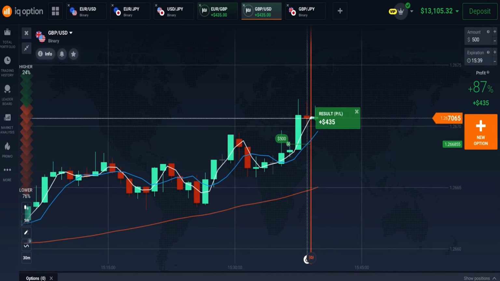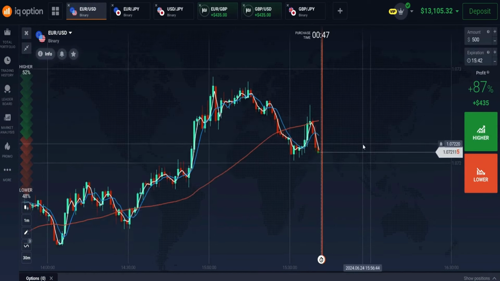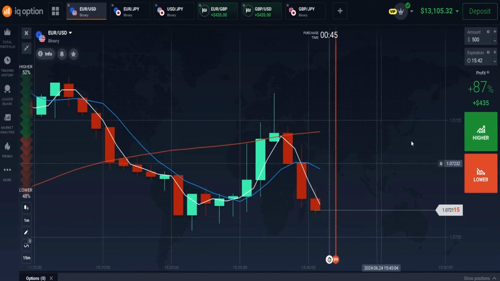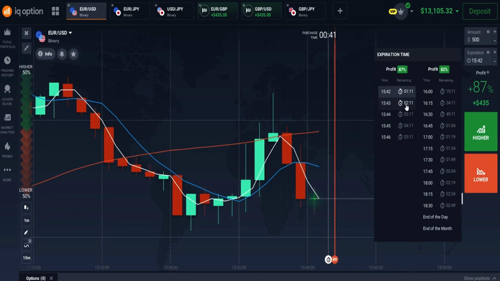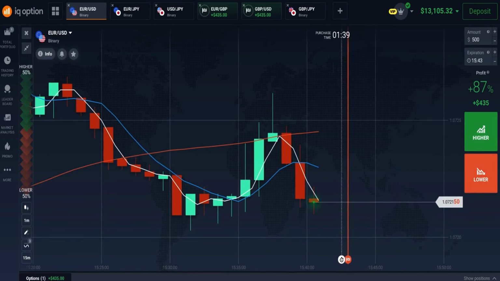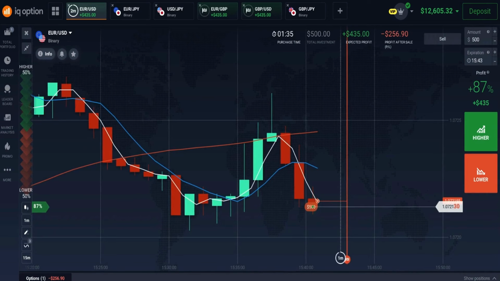Now let's take a different approach. Instead of perfect setups, we'll take 2 trades that don't meet our trading rules. Understanding which setups to avoid is just as important as knowing when to enter a trade. This will help you make smarter decisions and avoid unnecessary losses.